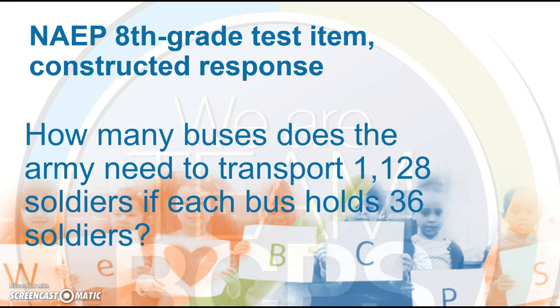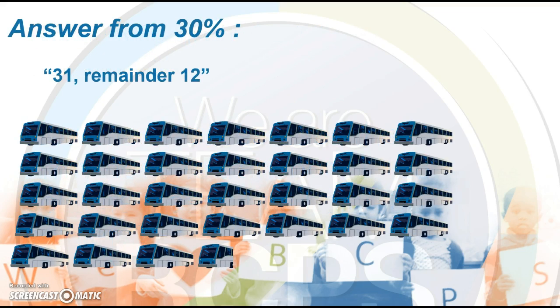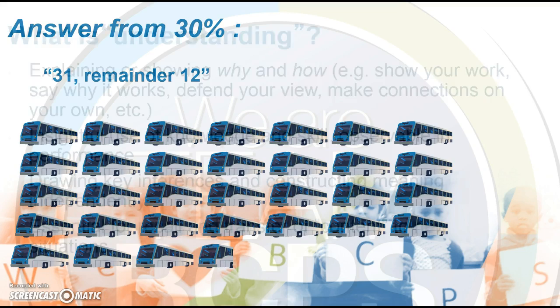So on the NAEP 8th grade test item, this was a constructed response item. It basically said, how many buses does the Army need to transport 1,228 soldiers if each bus holds 36 soldiers? And 30% of the students responded that, well, you need 31 buses with a remainder of 12. There's a problem with that. What are we doing with those remaining 12 students?